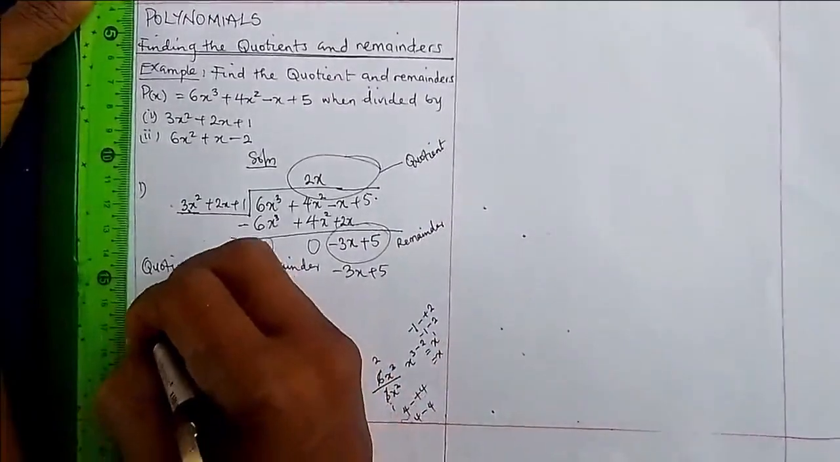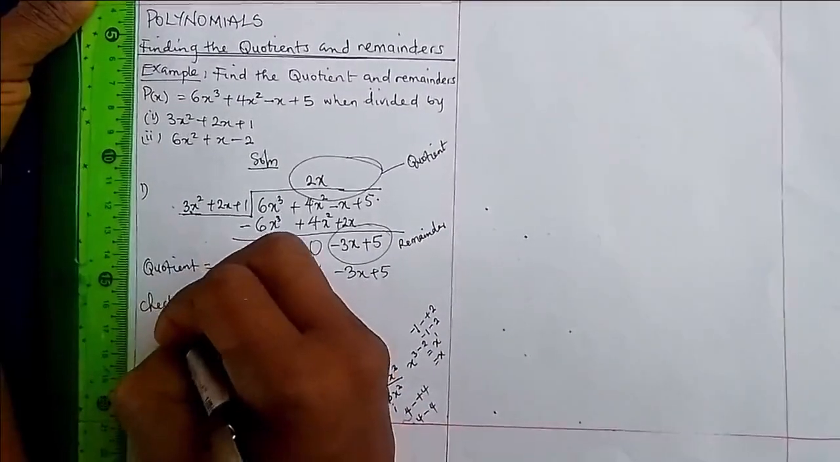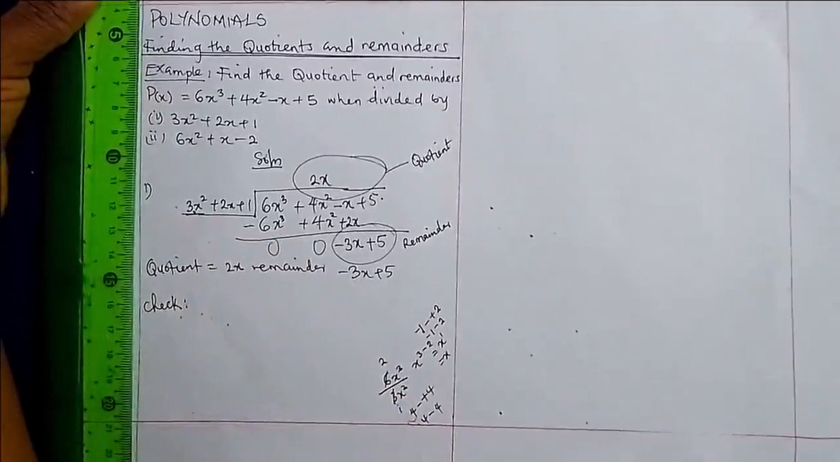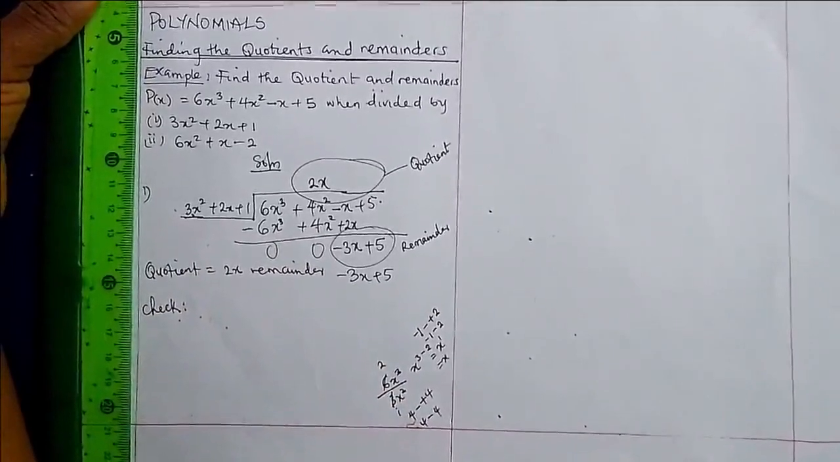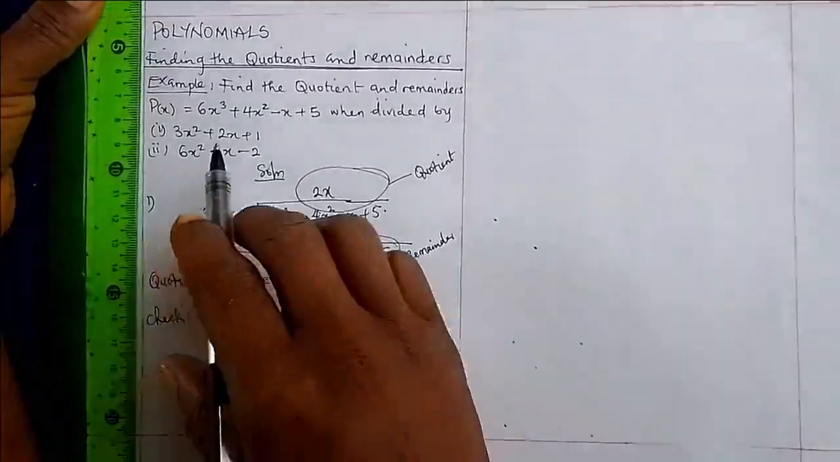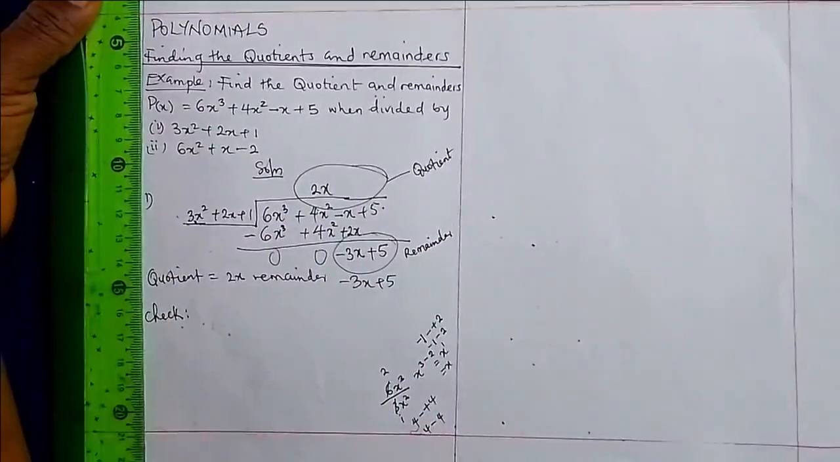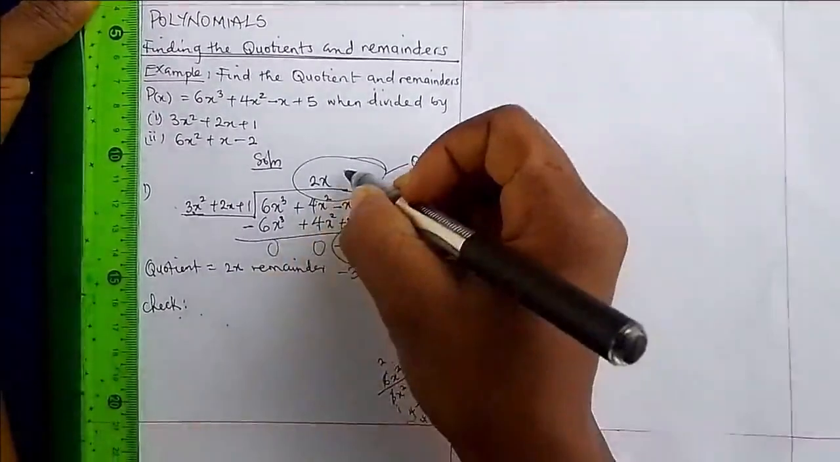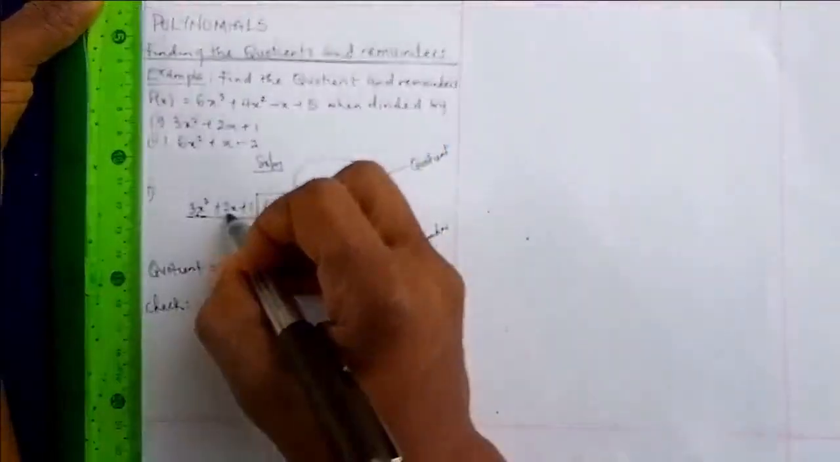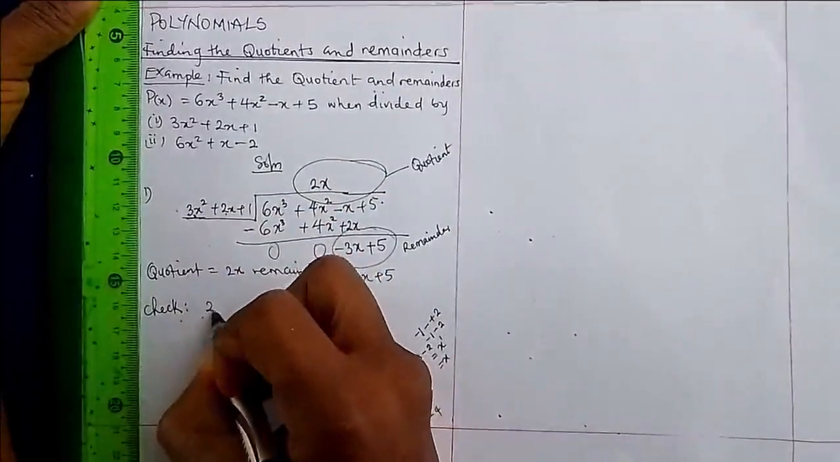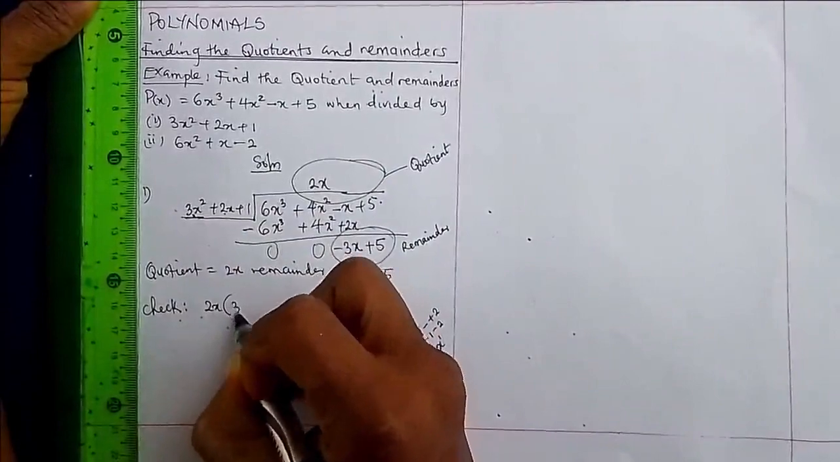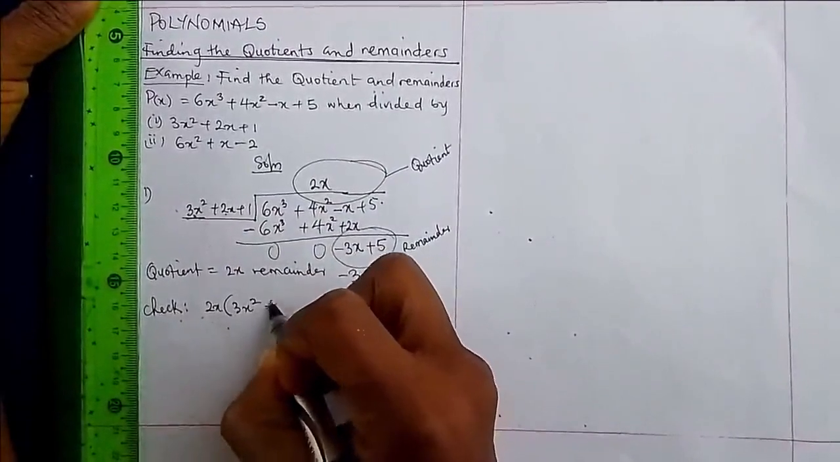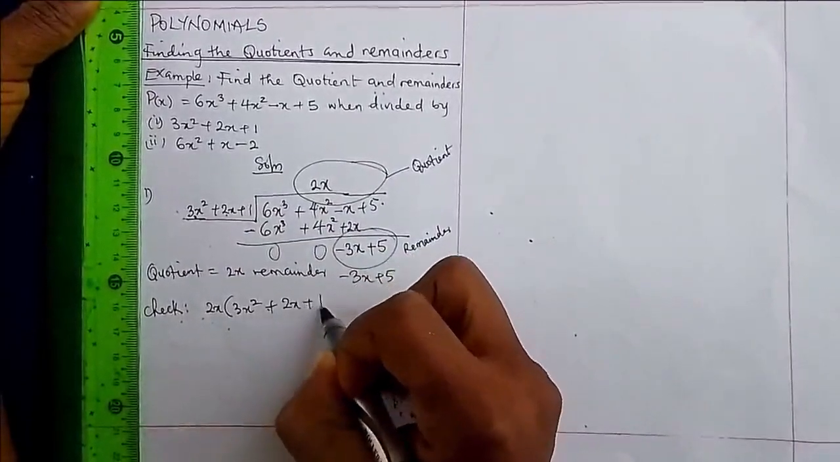Now let's check whether it will give us the same answer. With the knowledge of multiplication, we will be able to do this. Check whether it will give us back the same question as this. So we use the quotient to multiply the divisor. So we have 2x multiplied by 3x^2 + 2x + 1.